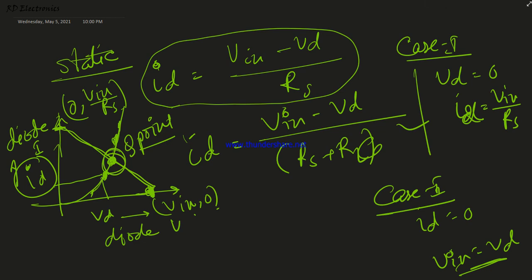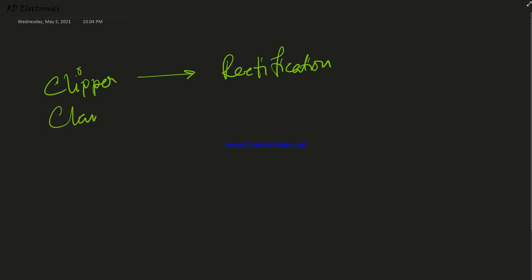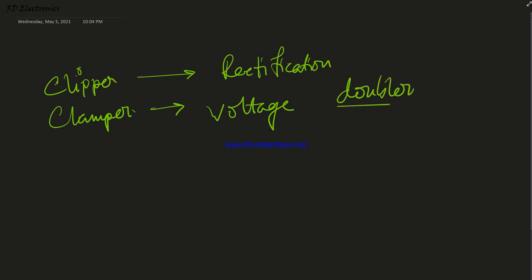Okay, in the next lecture we discuss the different types of applications using diodes, like the clipper circuit. One application of the clipper circuit is known as rectification. Another important part is the clamper circuit. Okay, this is very important, the clamper circuit. The clamper circuit is also known as the voltage doubler circuit. This is very important, the voltage doubler circuit.